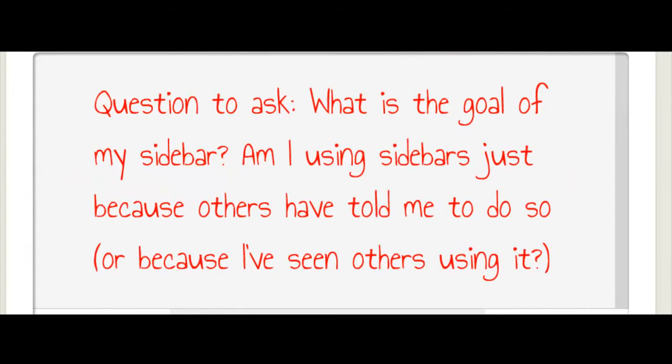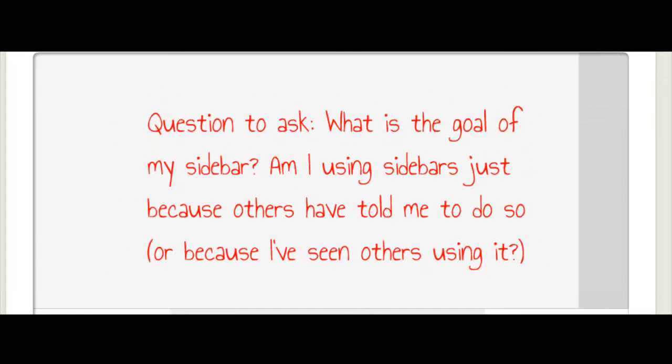Question to ask. At this time, I want you to ask yourself, what is the goal of my sidebar? Am I using sidebars just because others have told me to do so, or because I have seen other bloggers using it? What is the purpose of my sidebar?